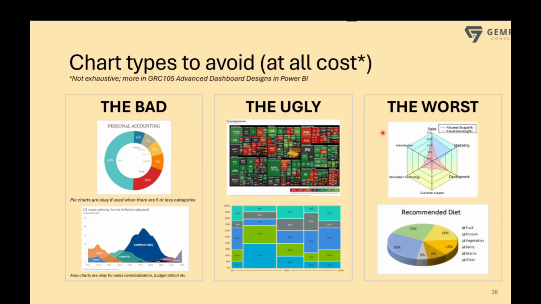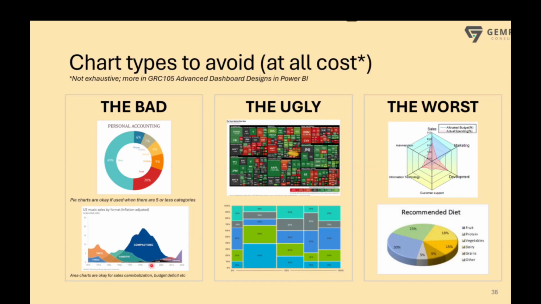Now, here are the chart types to avoid at all costs, not exhaustive. I will definitely be covering all of this a lot more in GRC 105. Okay, so here we have the bad. Pie charts are okay if they are used for fewer than 5 categories, or in this case, it's fine because the categories are quite short. If your categories are long, please don't do that. It's going to make people, me, I will feel dizzy looking at that slide, right?